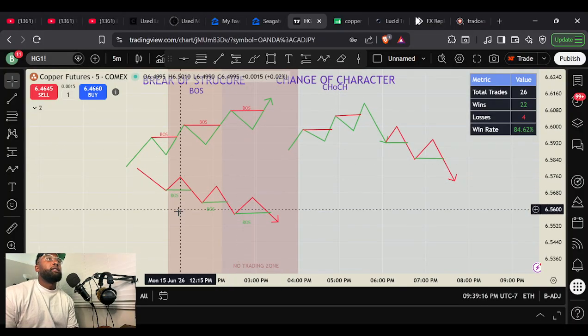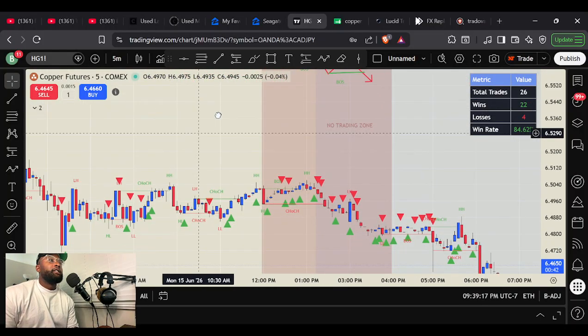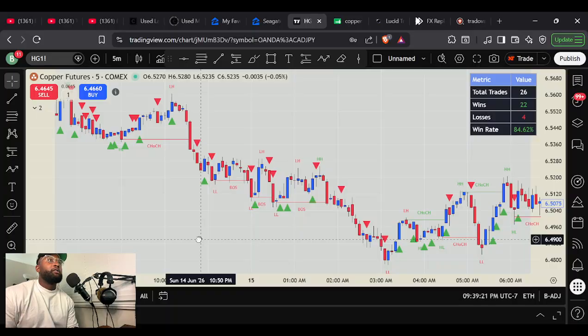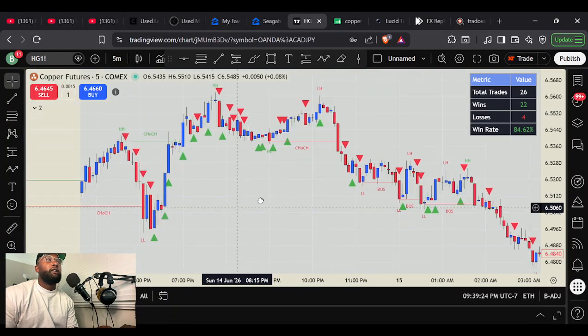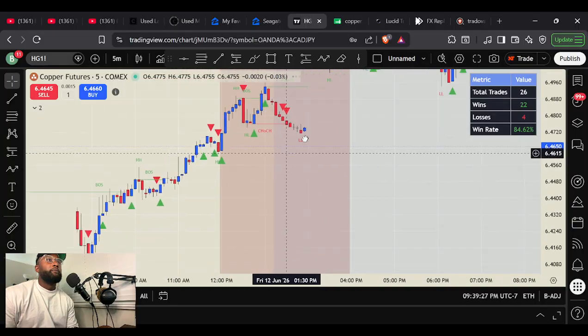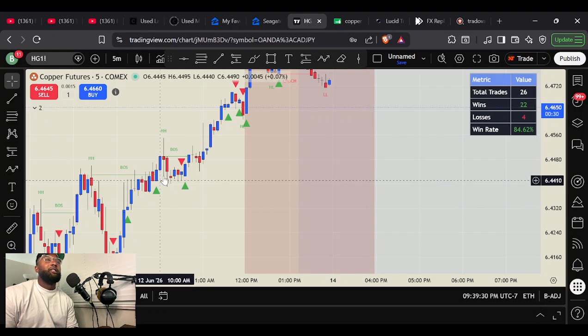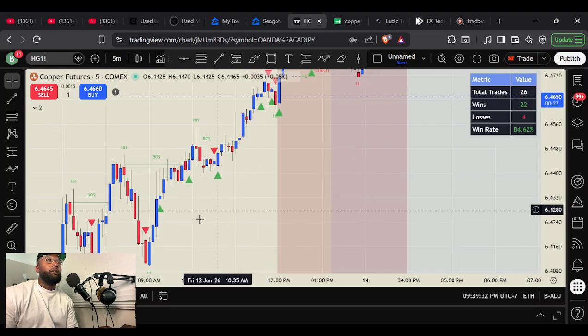So let's find an example of this on the actual charts. Let's try to find both. Okay, perfect. So you see it's kind of labeled right here, but we'll do it this way.